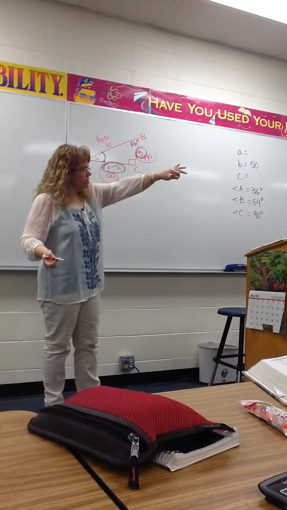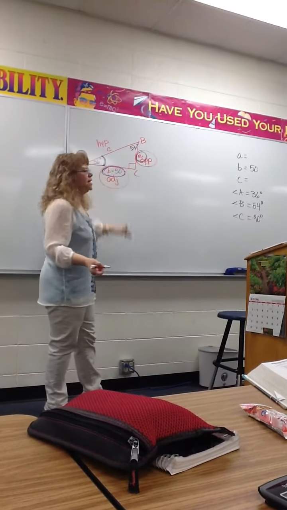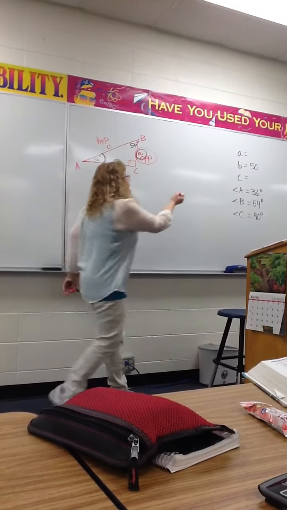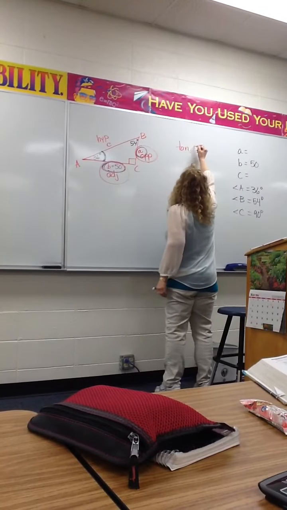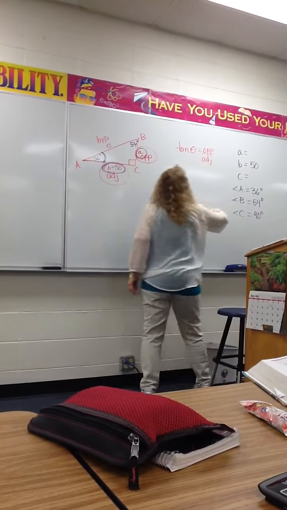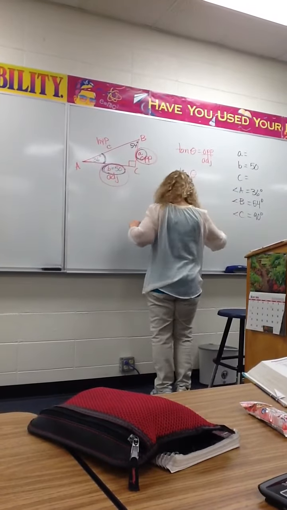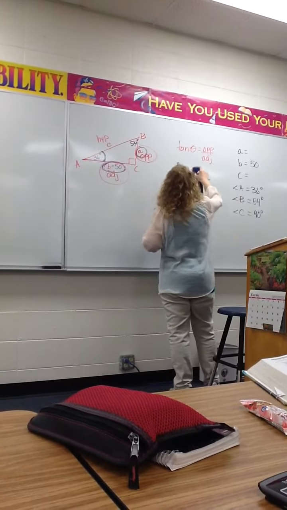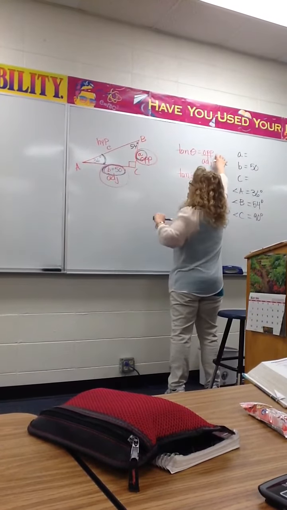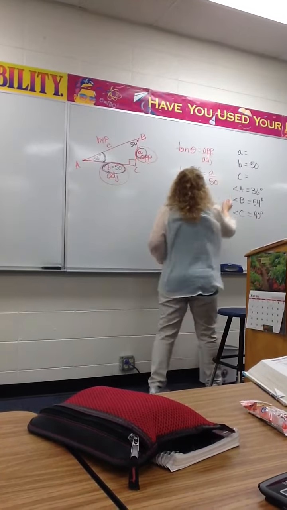Here's where you have to do a little bit of work and see which function to use. If I'm looking for opposite and I know adjacent, which function uses opposite and adjacent? Tangent, right? I like to write it down: tangent theta equals opposite over adjacent, and then plug in what you know. What is theta? We know it. It is 36. So tangent of 36 equals, what's the opposite side? A over 50.